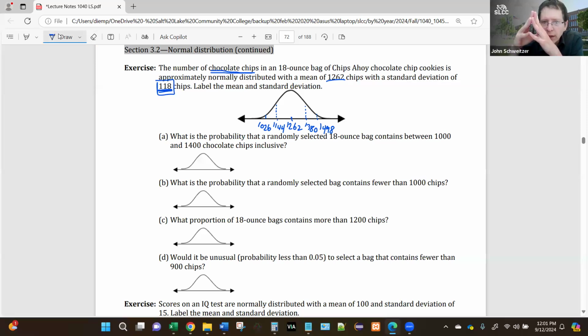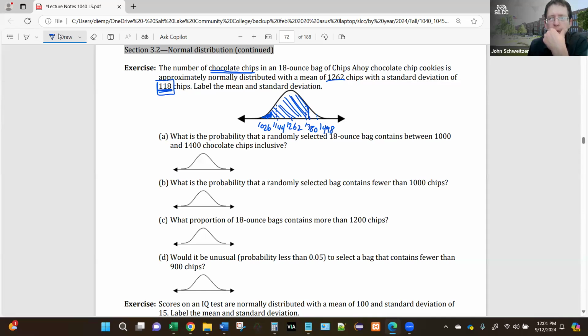So what is the probability the randomly selected 18-ounce bag contains between 1,000 and 1,400 chocolate chips? So where is 1,000? 1,000 is below 1,026. So 1,000 would be like right here, right? So I'm going to shade in that region. So we start at 1,000, which is way down in the tail, and we're going to go up to 1,400. 1,400 is about right there. Okay, so I want you to get in the habit of shading the relevant area of the distribution.